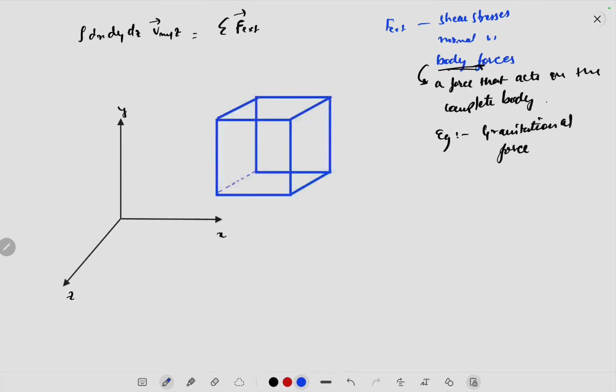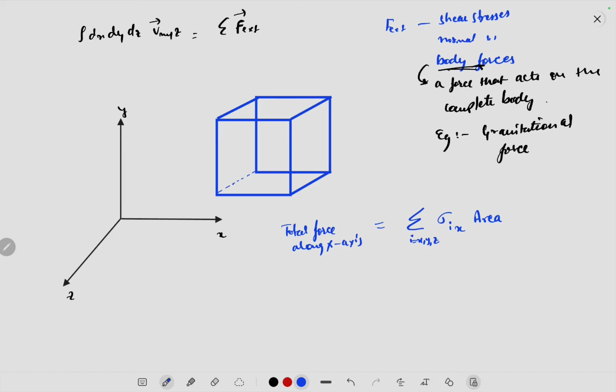So let's consider this cube in x, y, z axis, and now let's say I am interested in finding the total force along the x axis. Okay, so the total force along the x axis will be summation of sigma ix times area, with i going from x, y to z, where this area is the area of the surface.